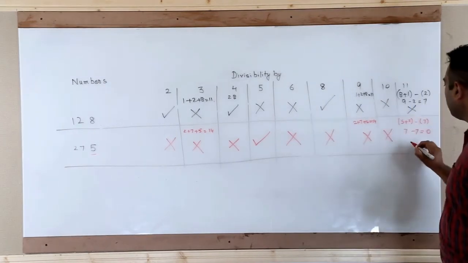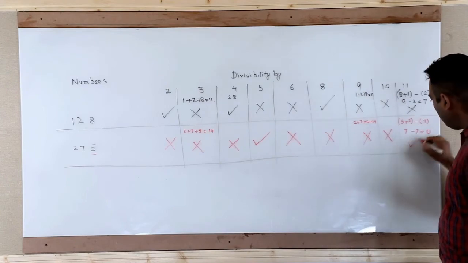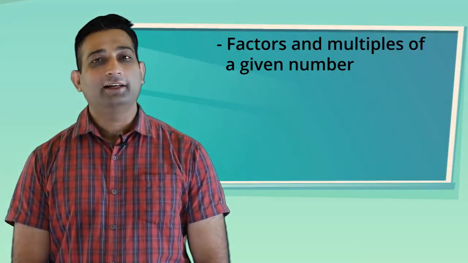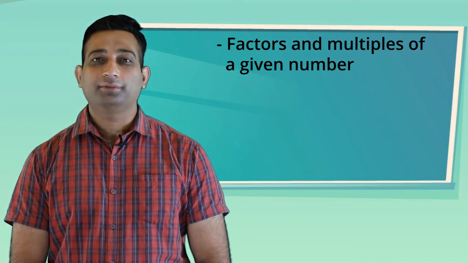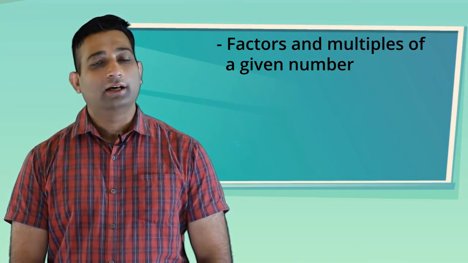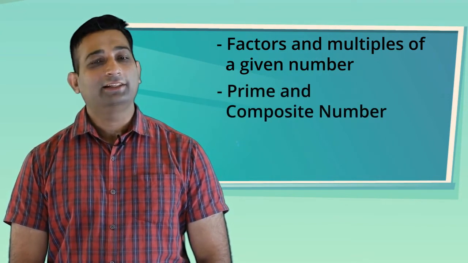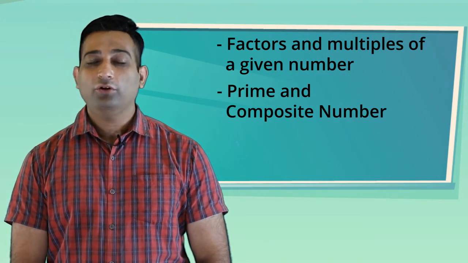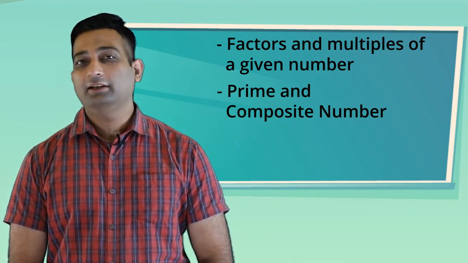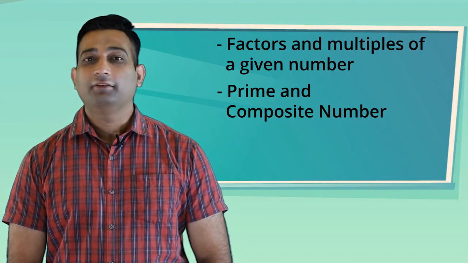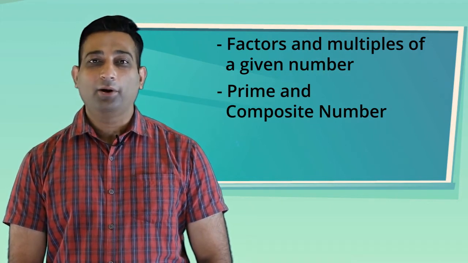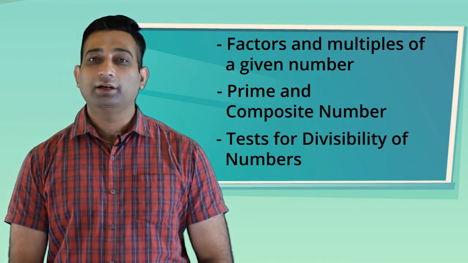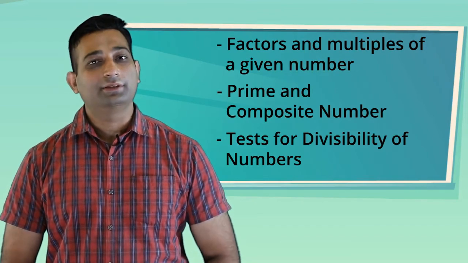Hence, this number is divisible by 11. Dear students, multiples of a given number. We have also learned about the prime numbers and the composite numbers. We have also discussed the perfect numbers. Then we have discussed the divisibility of a number by some given numbers.